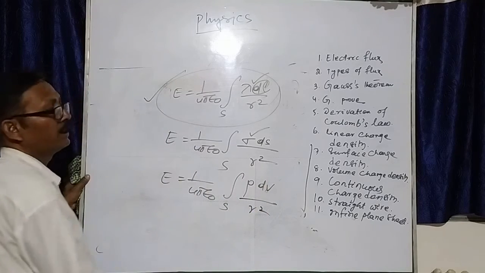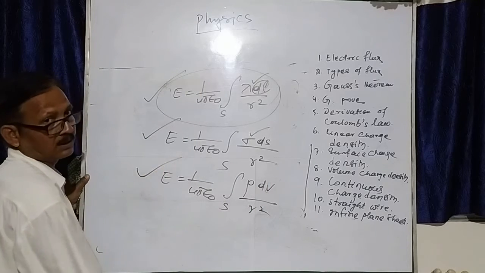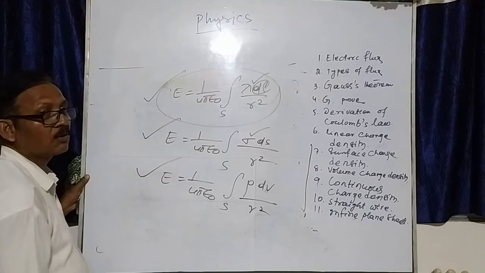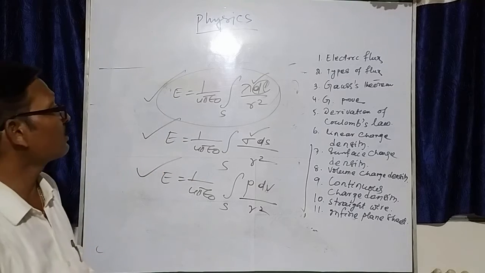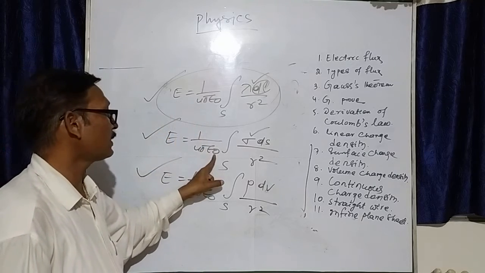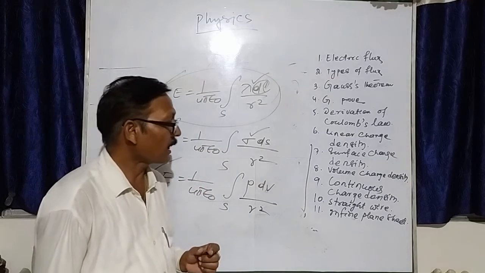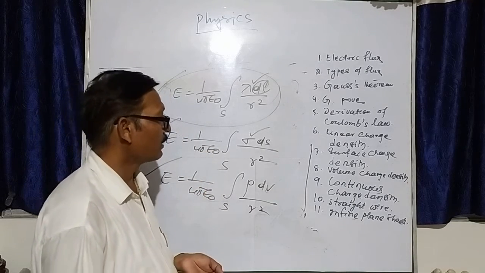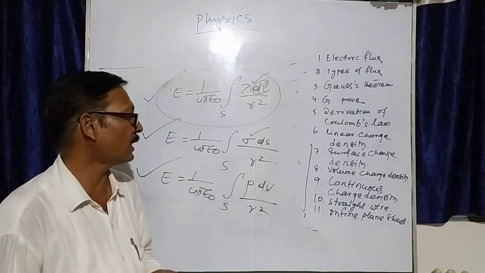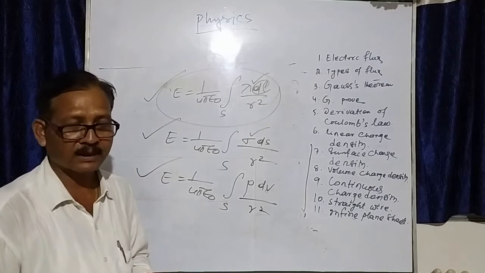So this is the linear electric field, this is the surface electric field, this is the volume electric field. So these are the three continuous charge distributions. Continuous charge distribution means you take your linear base, your surface base, and volume base. Okay, in the next video we will discuss the electric field due to a straight wire and an infinite plane sheet. Okay, thank you.